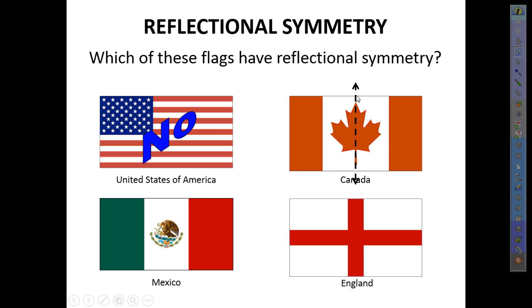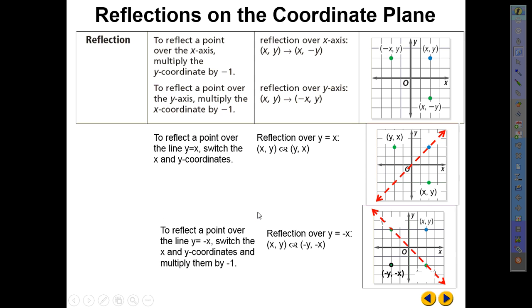But Canada, if I put a line right down the middle, the leaf matches up, the red rectangles match up, it has a line of reflectional symmetry. Again, the different colors kind of mess us up, and the eagle is too fancy. I might have been able to do it had the symbol not been there. This one, however, England, we've got it going both ways. So we have 2 for that one.